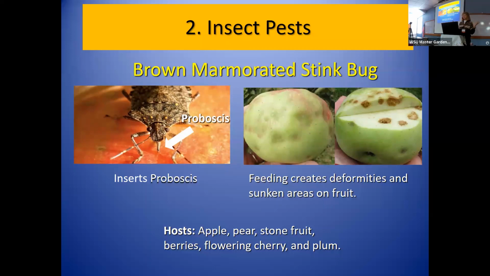Now, this particular insect is so impressive, it has 100 host plants. So think about that. It's in your vegetable garden, it's in your fruit. Some of the hosts for your fruit are apples, pears, stone fruit, berries, flowering cherry, and plum. So it's almost everything.